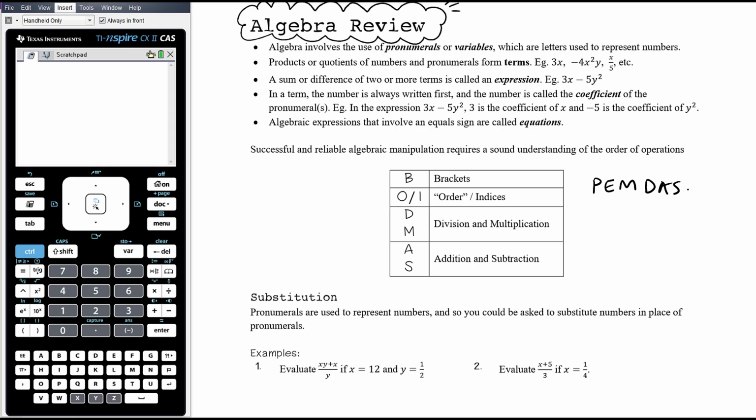Then division and multiplication, they happen in the same order, so they can be written the other way around in the order. So BIMDAS would also be a correct order. Similarly, addition and subtraction, they can happen in any order.